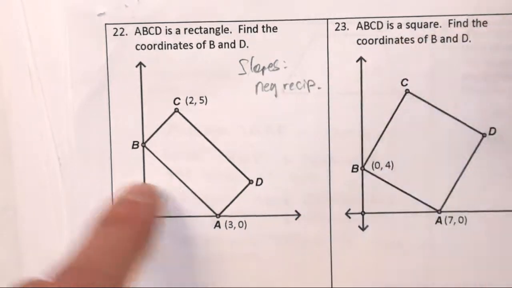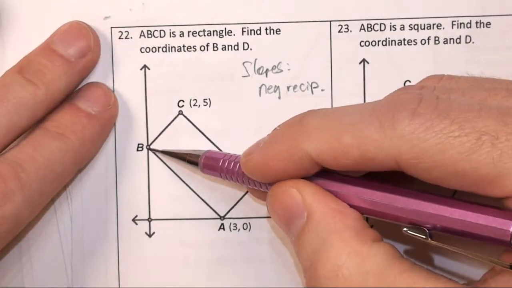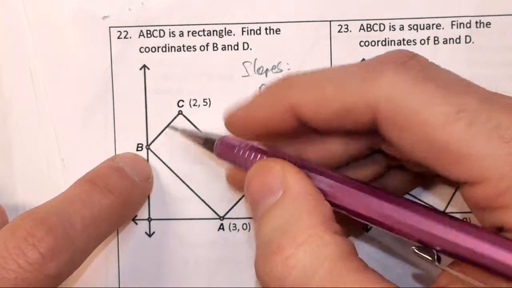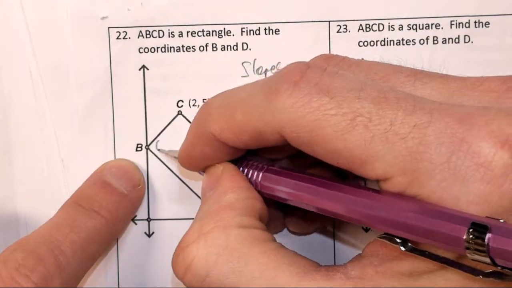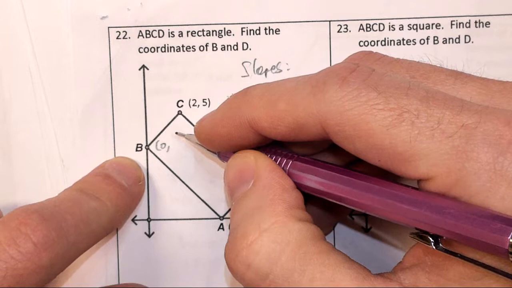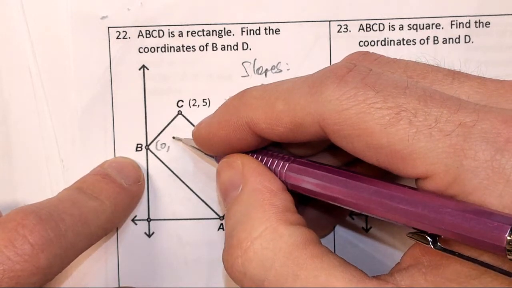Now this point B is on the y-axis, so its x-coordinate is automatically 0, and we'll just call the missing y-coordinate y.